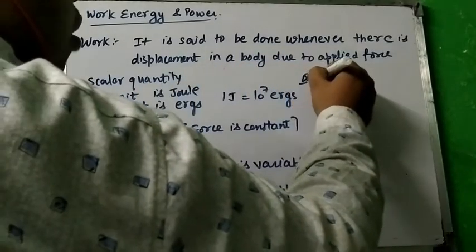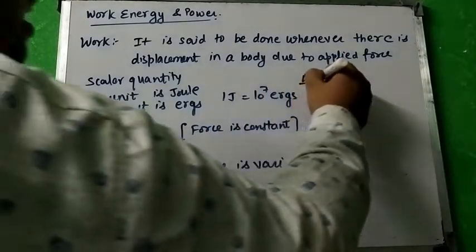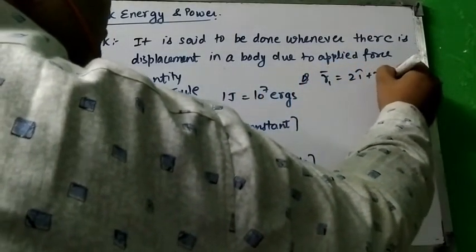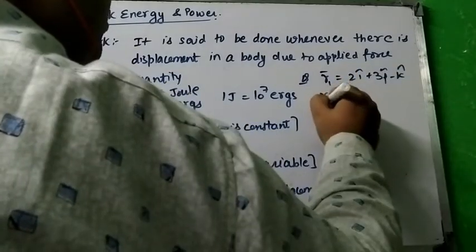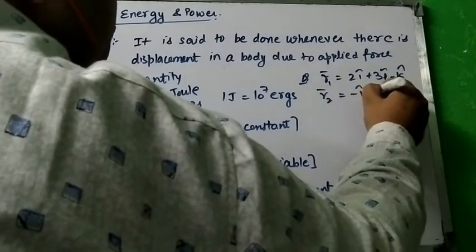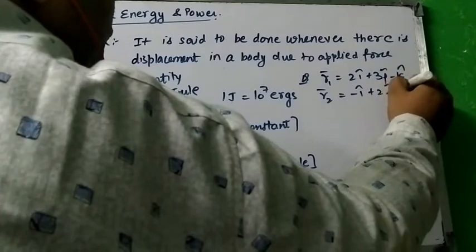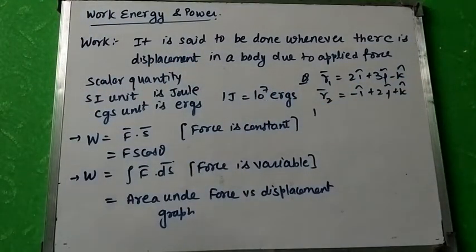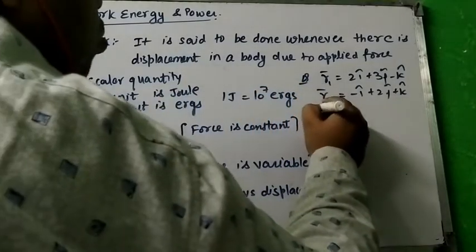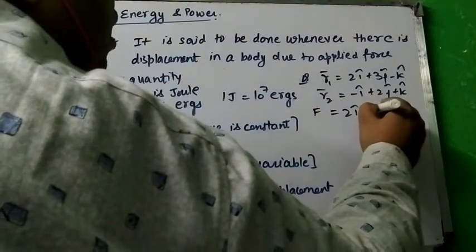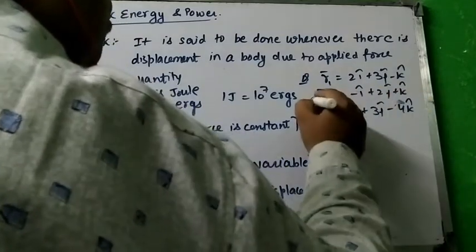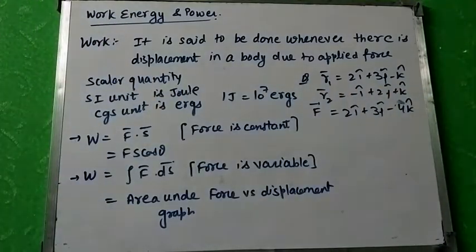Let's suppose a body has initial position vector as 2i cap minus 3j cap and minus k cap, and final position vector as minus i cap plus 2j cap plus k cap. This displacement is done by applying a force of 2i cap plus 3j cap minus 4k cap on a body. Find work done by the force.